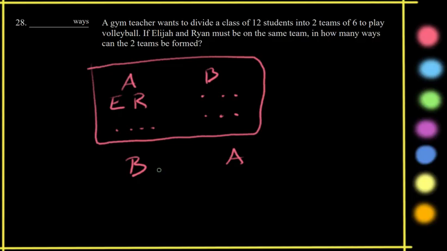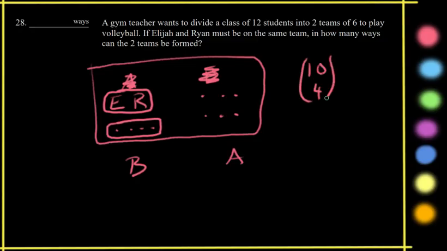So I think the best way to think of it is, okay, let's put Elijah and Ryan on the same team. Doesn't matter whether it's team A or team B. Let's put them on the same team, and then let's pick the 4 students to go with them. How many different ways can you pick those 4 students? There's 10 students left. Once you put Elijah and Ryan on the one team, there's 10 students left, and you need to pick 4 to go with them. So basically that's 10 choose 4. So you can write it like this, 10 choose 4.